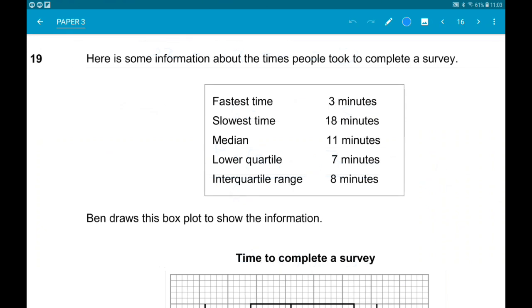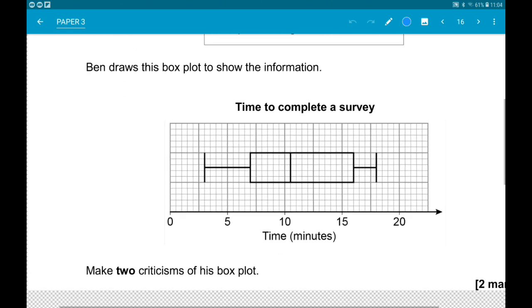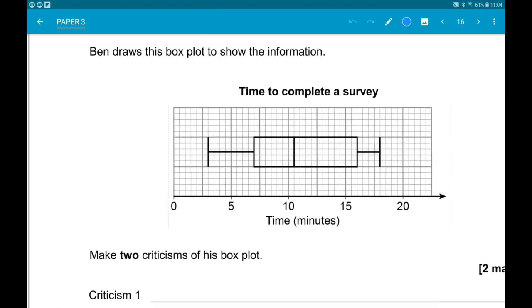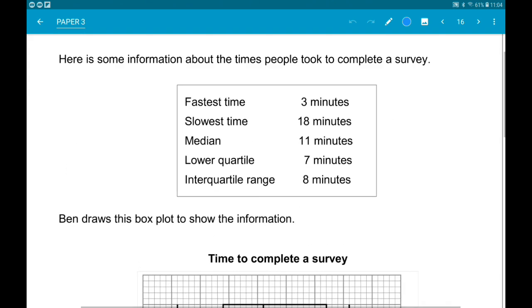Okay, number 19, here is some information about the times that people took to complete a survey. Ben drew a box plot to show the information. We were asked to make 2 criticisms of his box plot. So, let's have a look.